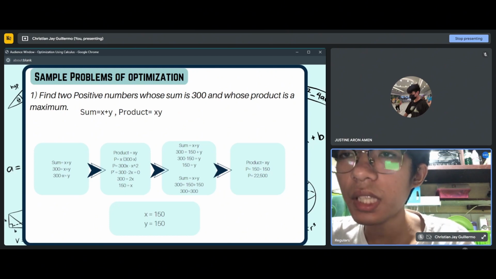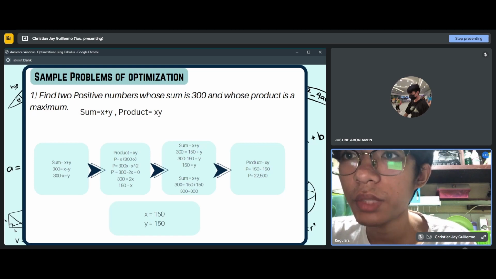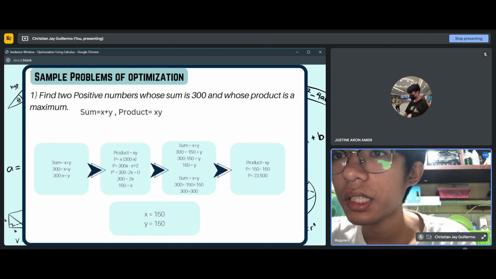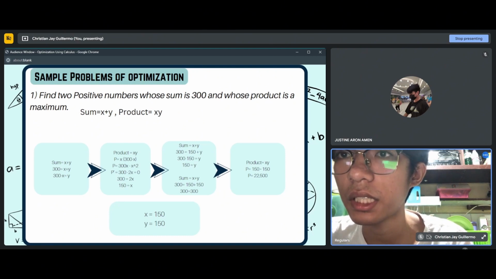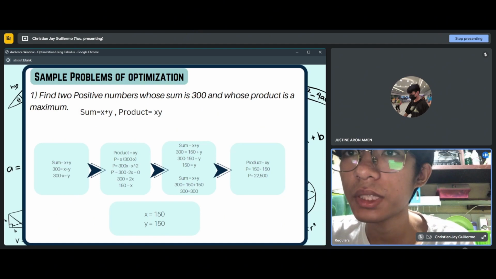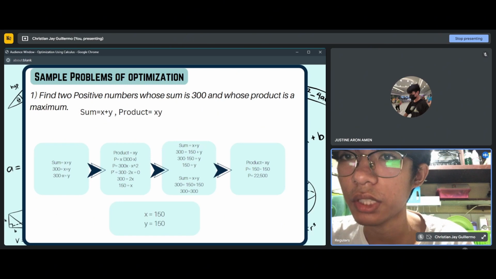So, hanapin naman natin yung maximum product. So, product is equal to xy. Product is equal to 150 times 150. So, product is equal to 22,500. Ayun yung maximum ano niya. And yung hinahanap dito is two positive numbers whose sum is 300. And yung two positive numbers na yon is 150. So, two 150s both make up to 300. So, 150 yung two positive numbers nun. Yan yung sagot, 150.